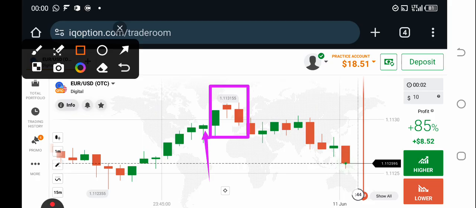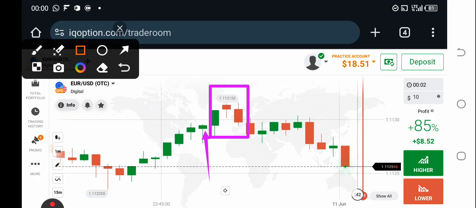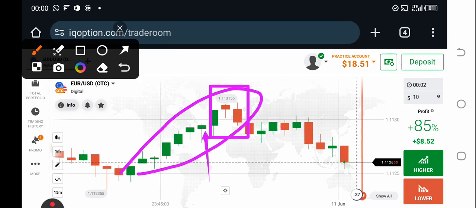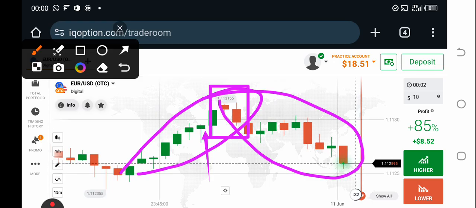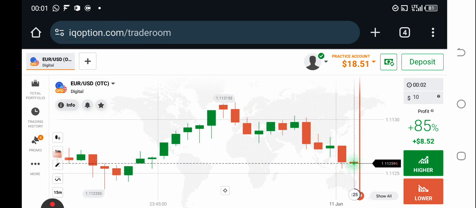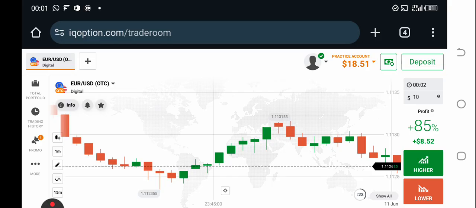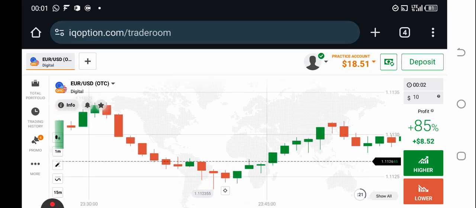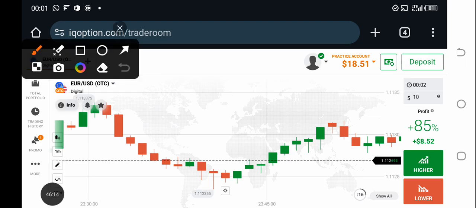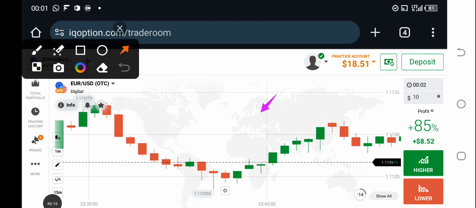Sorry, that's an evening star. An evening star will appear in an uptrend like this, indicating the market wants to go down. But a morning star will appear in a downtrend. On this low level here, this is a doji. This may be like a dragonfly doji.